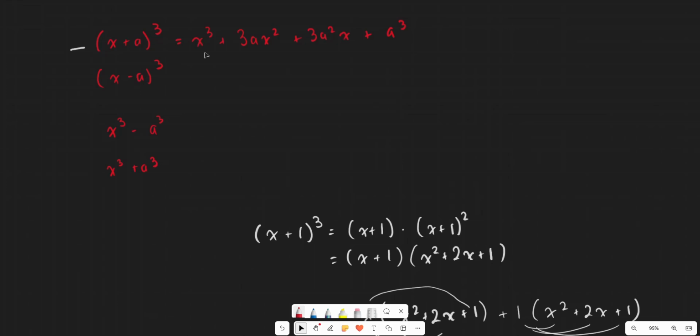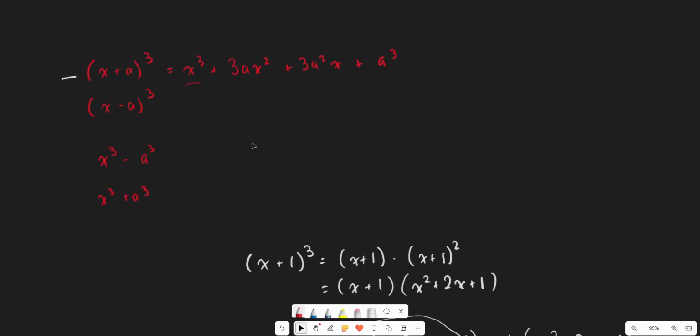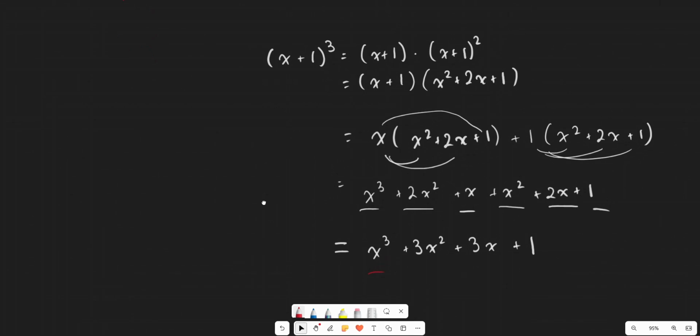So we have x cubed, and we can see that we have the x cubed, and then we had 3ax squared. For us, a was 1, and our x was also x, so 3ax squared. Here, do we have 3ax squared? We have 3 times a, which is 1, and x squared. So yeah, that's what we got.